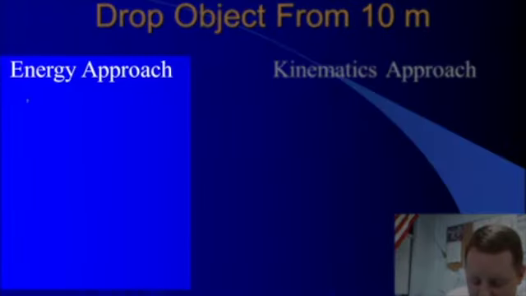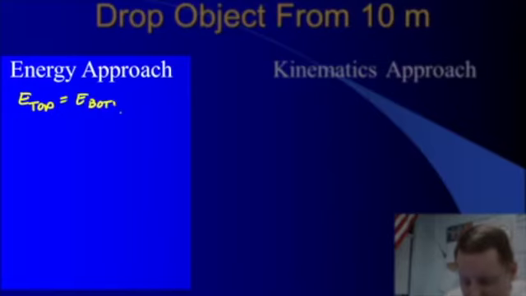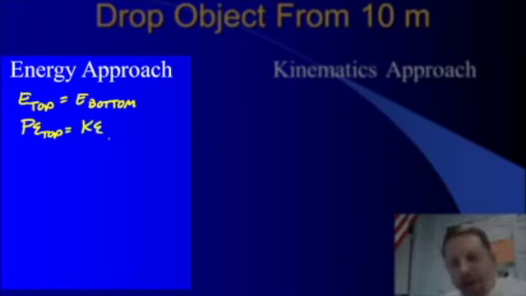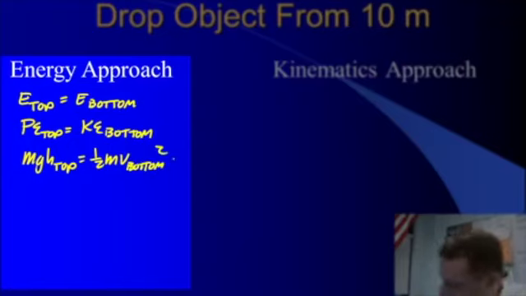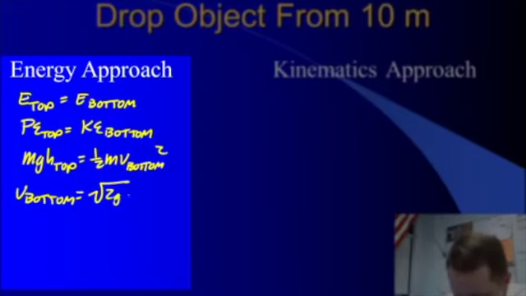From an energy approach, we know that the total energy at the top must equal the energy at the bottom, assuming we neglect friction, because energy is conserved, conservation of mechanical energy. Well, that means the potential energy due to gravity at the top must be equal to the kinetic energy at the bottom. So mgh at the top must equal 1/2 m v squared at the bottom. Or if I solve for velocity at the bottom, that's going to be the square root of 2gh.